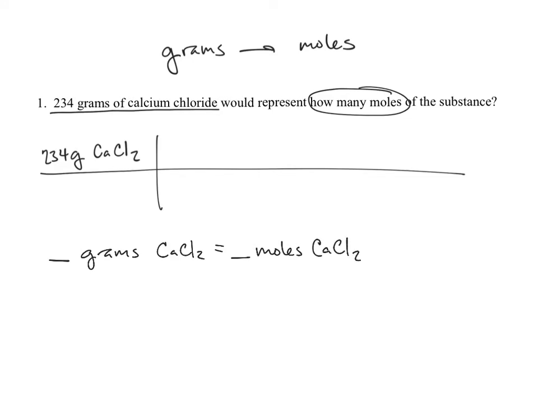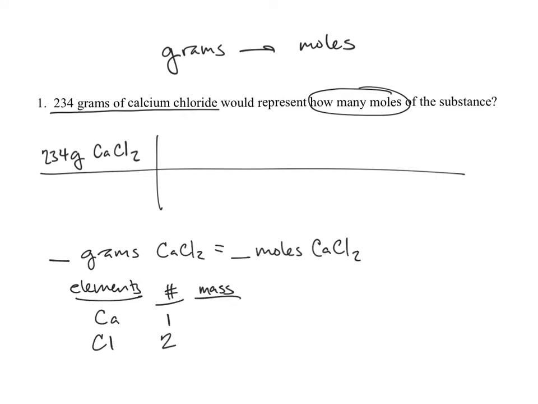To find this conversion, you need to know the molar mass. So for CaCl2, you've got 2 elements. You've got calcium and you've got chlorine. There is 1 calcium in CaCl2 and 2 chlorines. Then you need the average atomic mass, which will come from the periodic table.